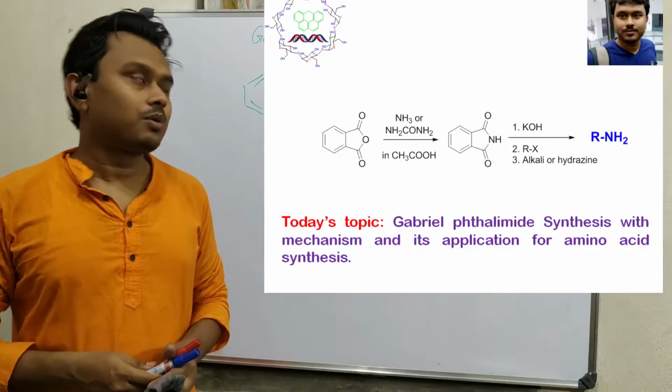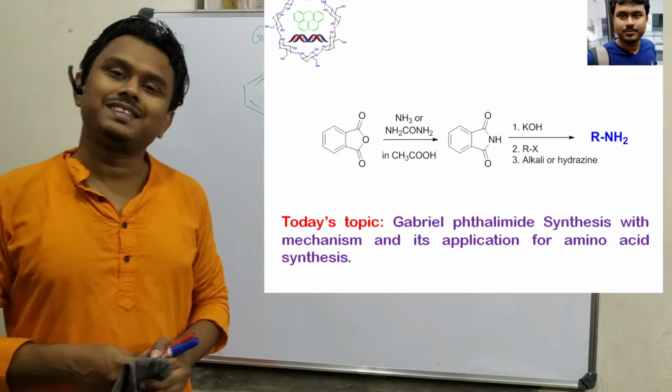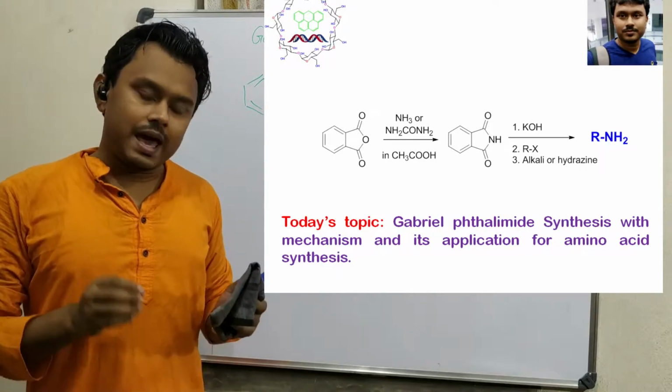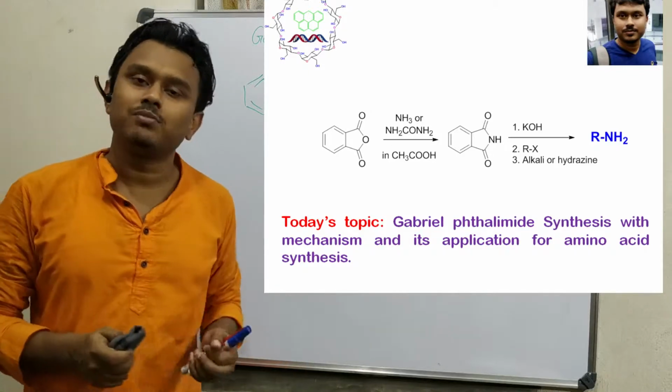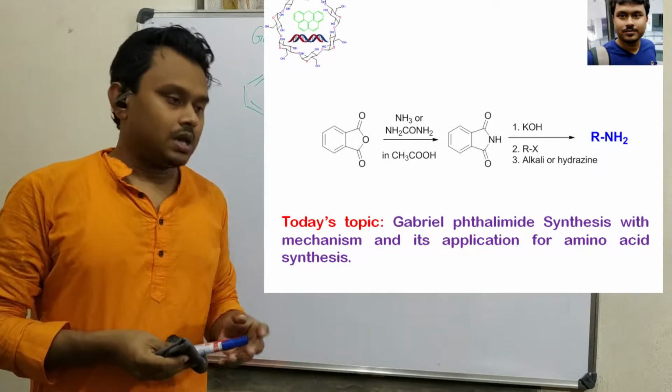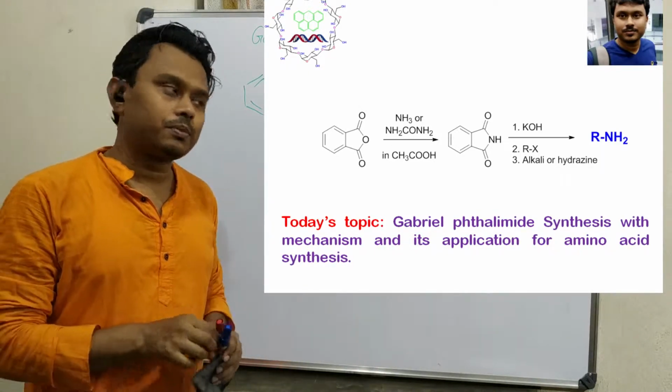Today I shall explain a very basic name reaction, that is Gabriel-Phthalimide synthesis. Actually this method is important because it produces primary amine selectively. Okay? So what is the main problem of preparation of primary amine?